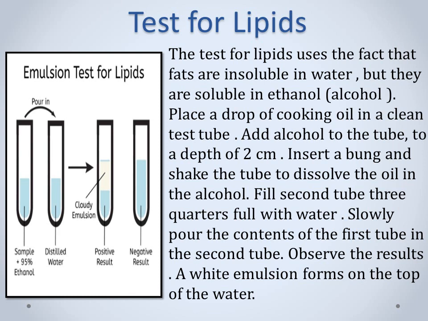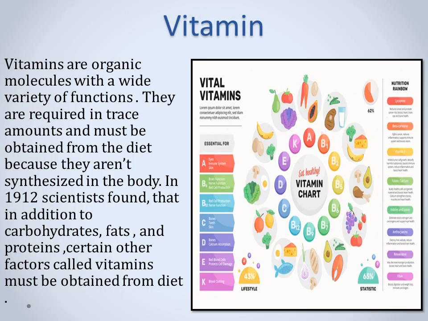As you can see in the picture, they have a sample which has 95% alcohol. Then in the second test tube they have distilled clean water. Then when they pour the first sample, the alcohol, into the distilled water, a cloudy emulsion forms. As you can see, this is the positive result that lipids are present in the sample, and the negative result has no emulsion. Now let's talk about vitamins.